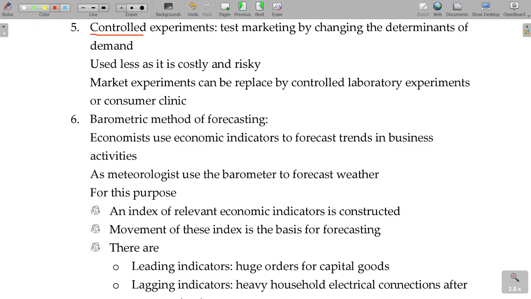Controlled experiments. Test marketing. Controlled experiment is nothing but test marketing. I also went for a training program in Bangalore. I was trained and I also gave the training. It's a wonderful launching program. I participated in that, the launching of a new product.